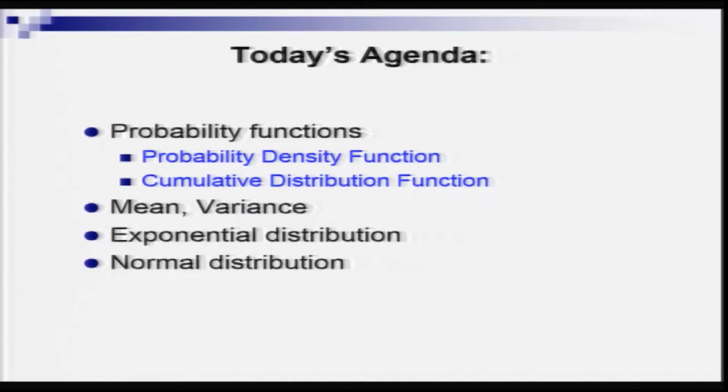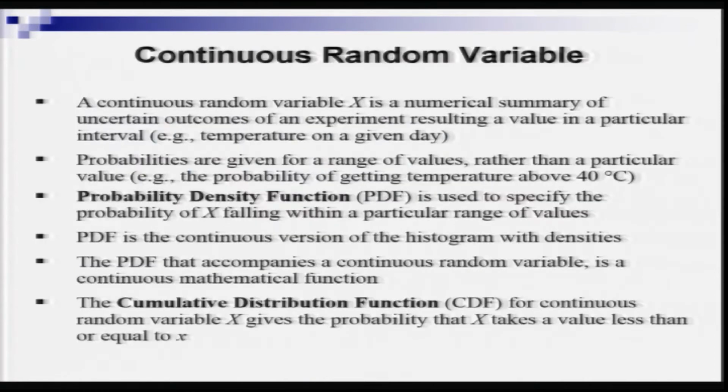So, let us first look at today's agenda items. As we are going to introduce the continuous random variable, the associated concepts of probability density function and cumulative distribution function will also be presented to you, and then we are going to look at how to compute mean and variance of a continuous random variable. Then we are going to end today's lecture with two examples of very popular continuous random variables, namely exponential distribution and normal distribution.